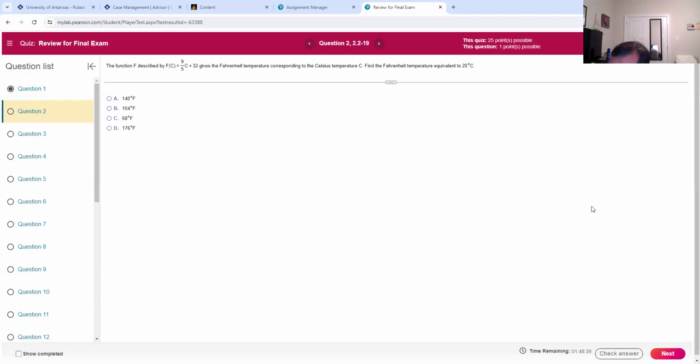All right, y'all, so I'll write this one down. They're giving us the formula F of C. So remember, this is how you find the Fahrenheit temperature corresponding to the Celsius temperature. So that equals 9/5 C plus 32. They want to find the Fahrenheit temperature equivalent to 20 degrees Celsius. So y'all, we'll go work that real quick on the paper.